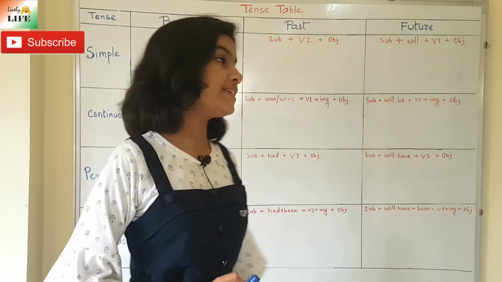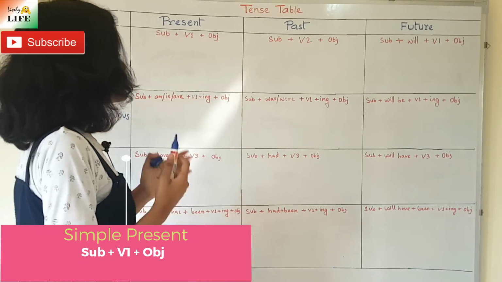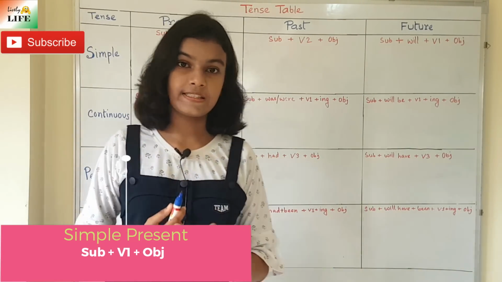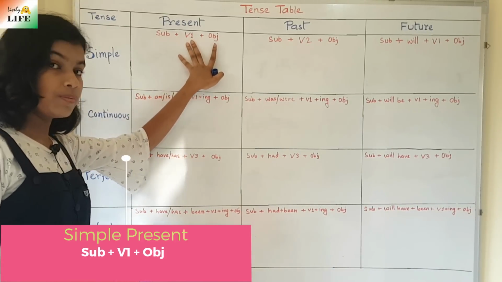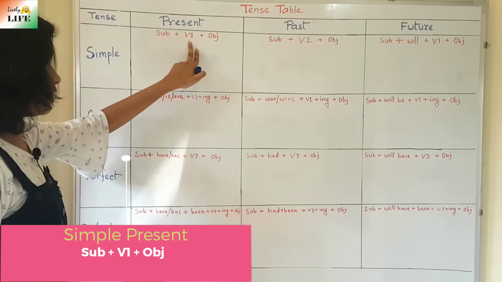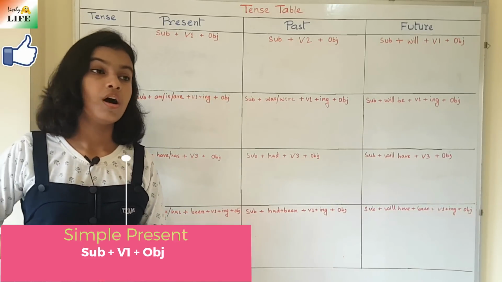So the first tense is simple present tense. The construction for this simple present tense is, at first, subject, then verb, first form of verb V1, plus object. So what is this first form of verb?